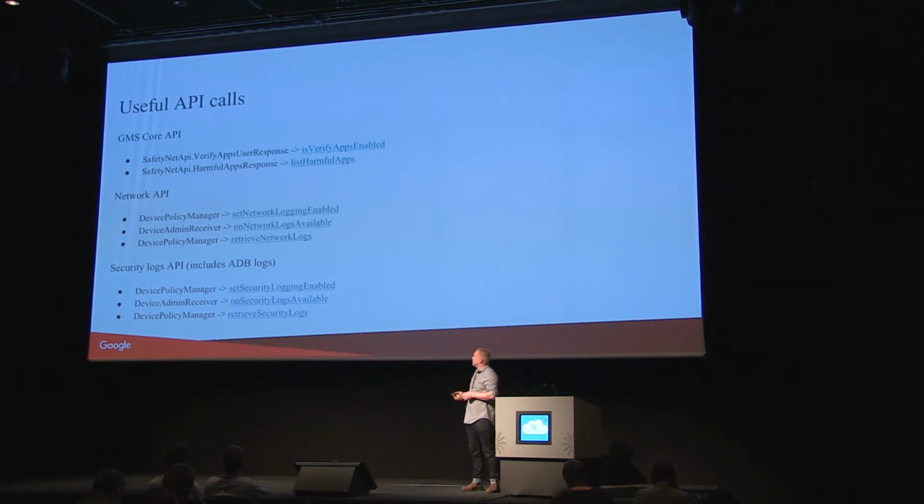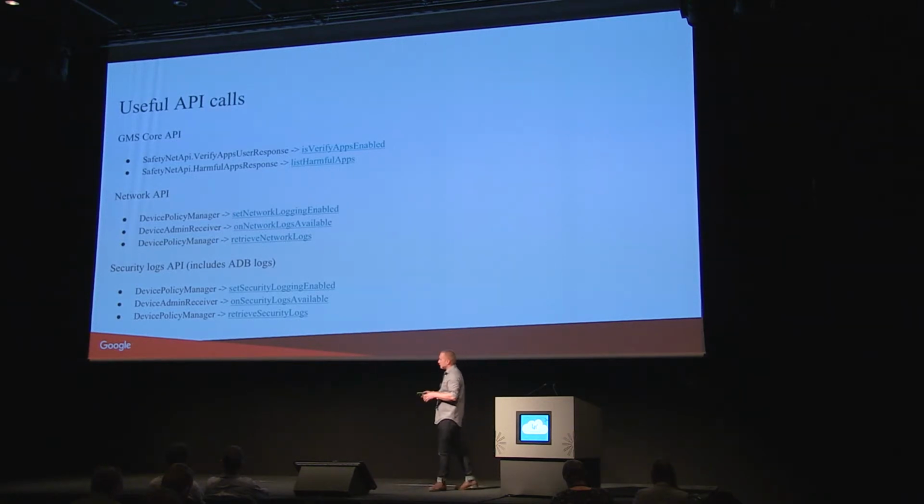So this is when SafetyNet runs periodically on your phone with updated signatures to check if there are any active potentially harmful apps on your phone. And then you can get a list of the ones that they've triggered and found. The network API to get the network logs. And then finally, the security logs.